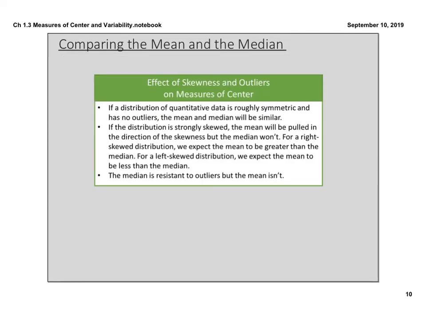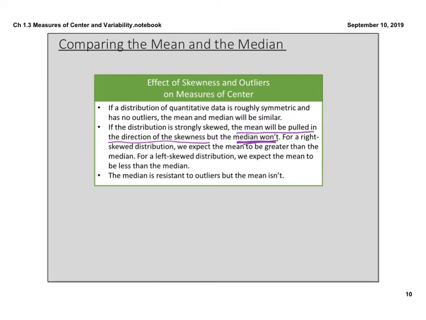So then here's just kind of terminology or an official definition of what I was speaking of on the previous slide, comparing the mean and the median. The effect of skewness and outliers on measures of center. If a distribution of quantitative data is roughly symmetric and has no outliers, the mean and the median will be similar. If the distribution is strongly skewed, the mean will be pulled in the direction of the skewness. So there it is. The mean will be pulled in the direction of the skewness, but the median won't.